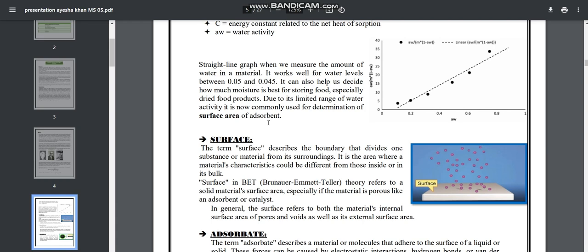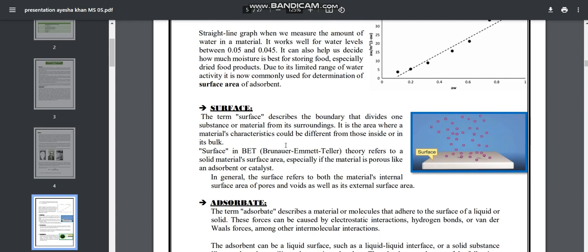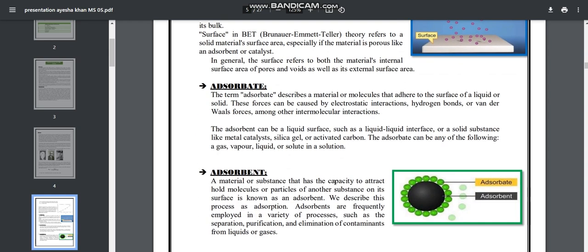Next, we have surface. Basically, a surface is a boundary that divides one substance from its surroundings. In terms of BET, it refers to the solid material surface, especially if the material is porous. In general, the surface refers to both the material's internal surface area, pores and voids, as well as its external surface area. The next is adsorbate. The adsorbate is a material or the molecules that get adhered to the surface of a liquid or solid.